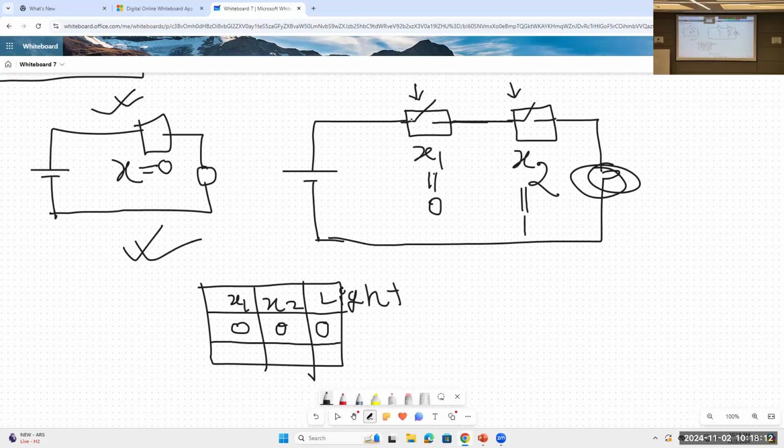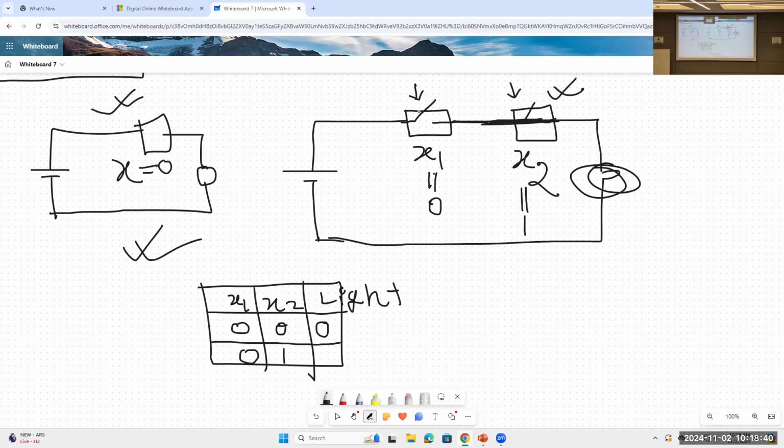Okay, so in this case x1 is not connected like previous, but x2 is equal to 1. I mean x2 is connected, like this. So this portion is connected. So in this case, when x1 equals 0 and x2 equals 1, will the light glow? No, it will not glow.